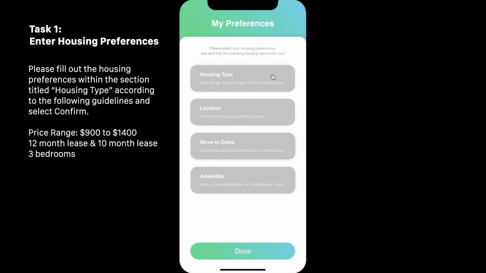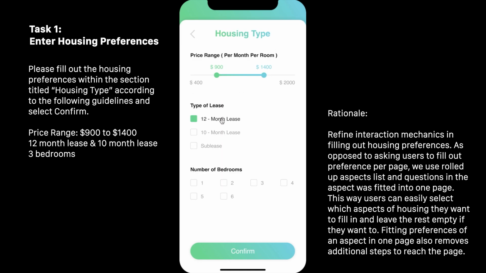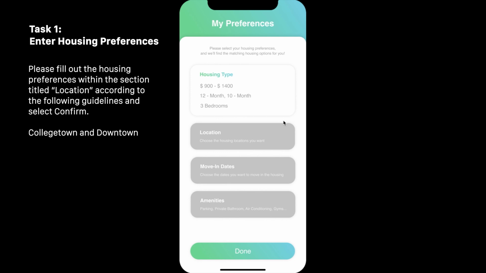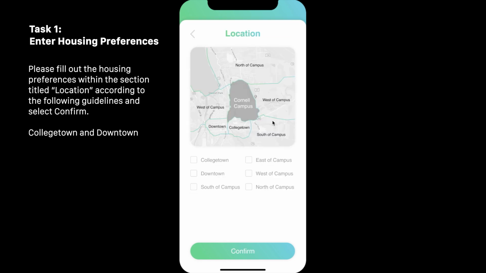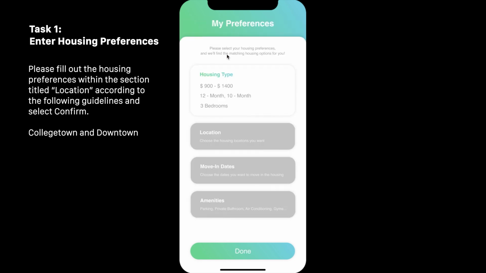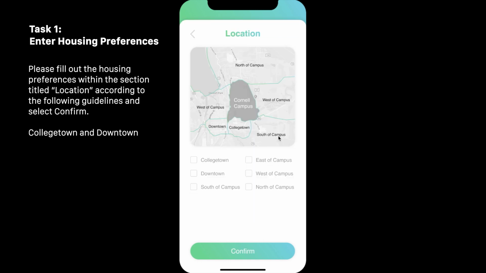Users can click each of these big gray buttons to set their housing preferences. And when they finish each of these preferences, they can click Confirm. They can also press the back button to go back to the Map Preferences main page. For the location preferences, users can either click the box or the text, or tap on the map to select or unselect an area.